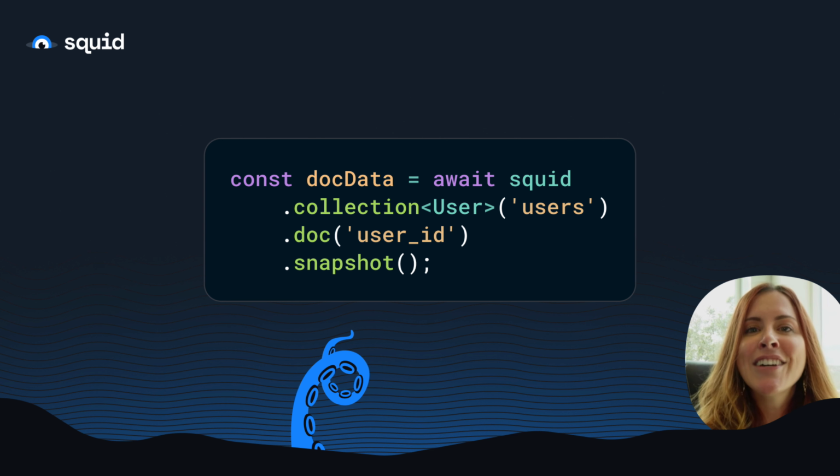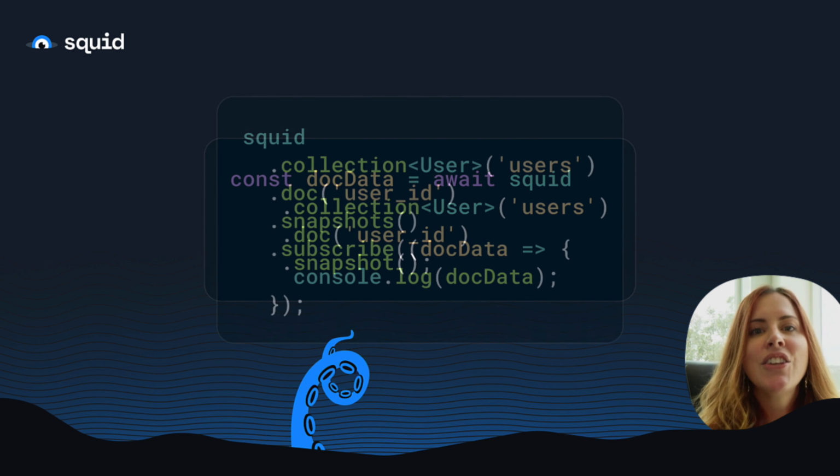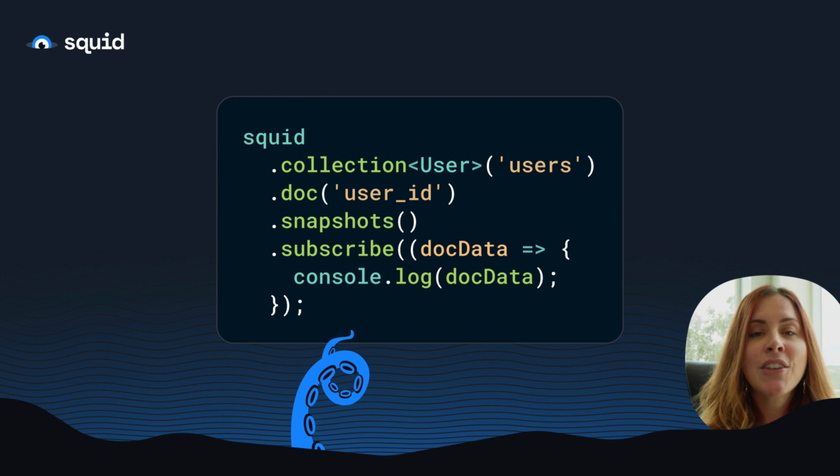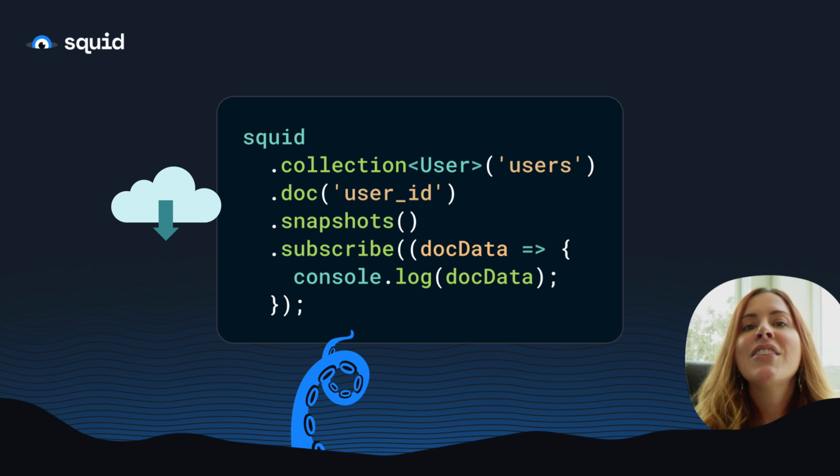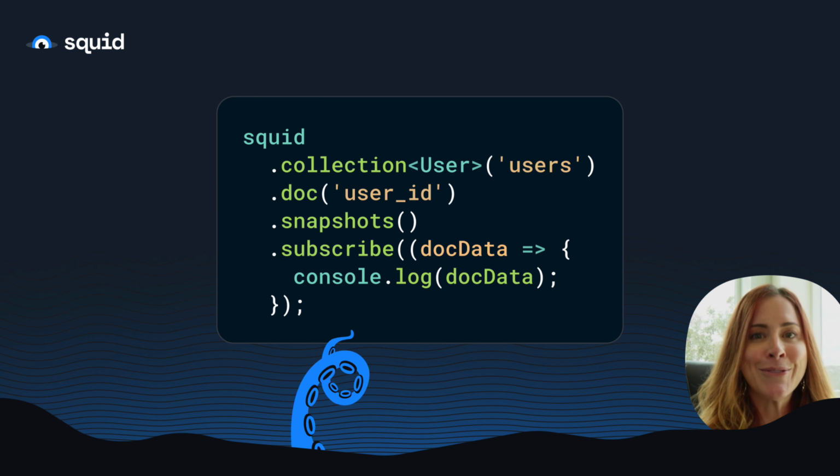To query a single document, you can obtain a reference to the document and then call the snapshot method on it. When you call snapshot, you receive the latest version of the document as a promise. You can subscribe to changes on this document using the snapshots method. The result of calling snapshots is an RxJS observable that emits a new snapshot every time the query result changes. So each time the document changes, the observable will emit a new value.